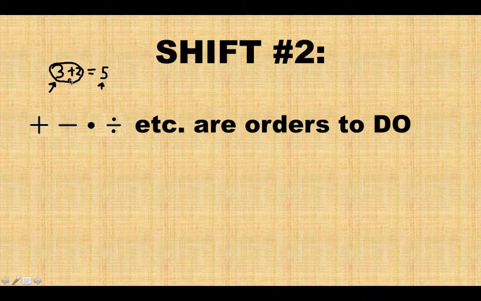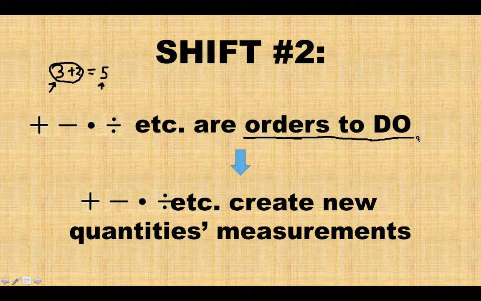Right? That has to represent 5. 5 equals 5. And so if we can go from an order to do, when we see these operations, immediately thinking that we have to do something, if we can instead think, oh, this is a way to create a new quantities measurement. Now we can begin to write things down in open expressions, which I'm going to show you what I mean in a second.